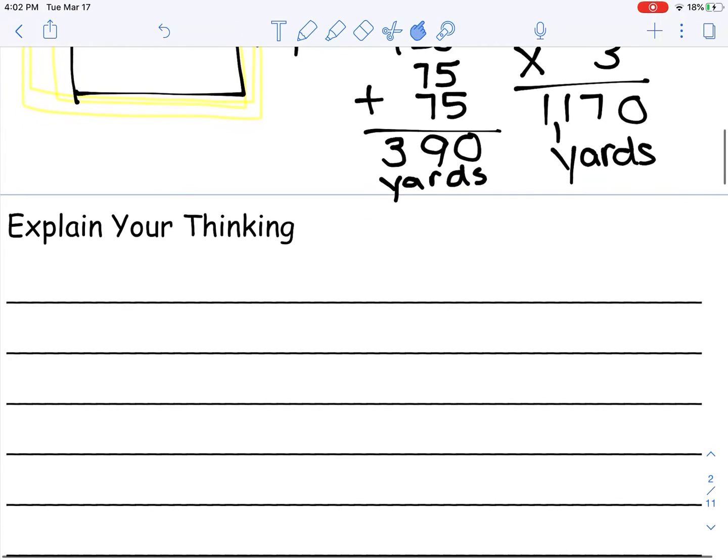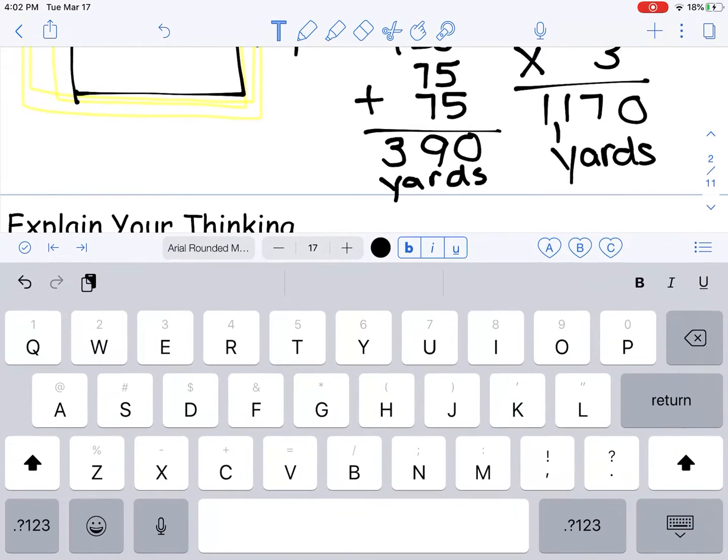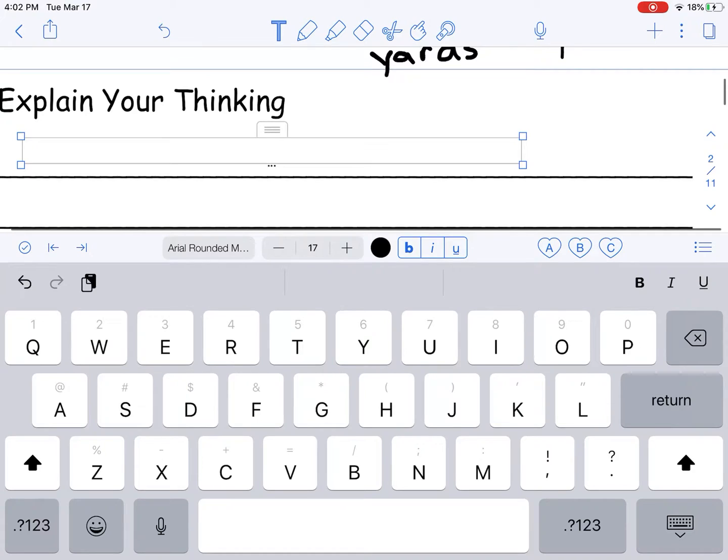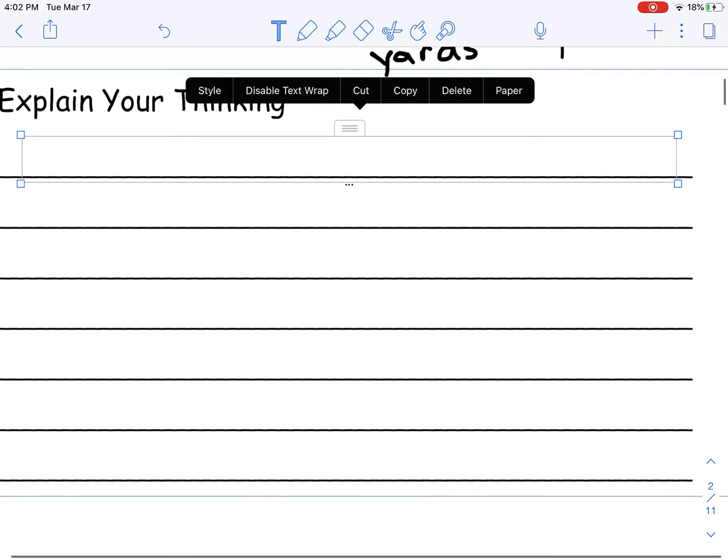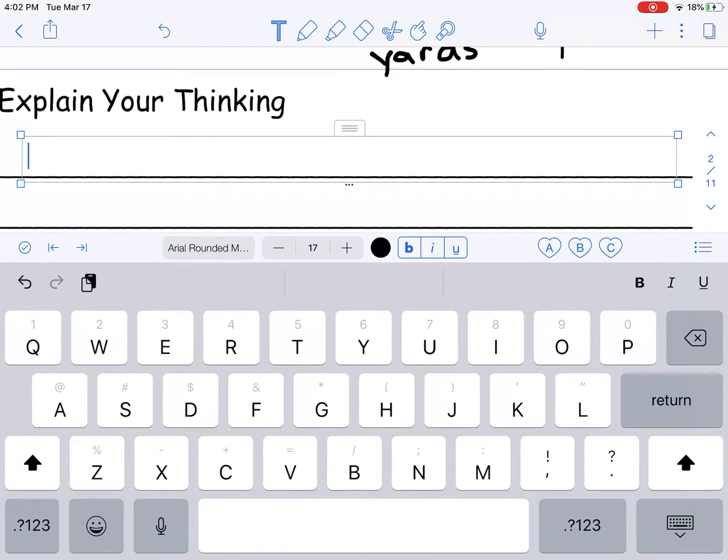Okay, again, if I am going too fast or you need additional time, hit the pause button, hit rewind. It's okay, work at your pace.